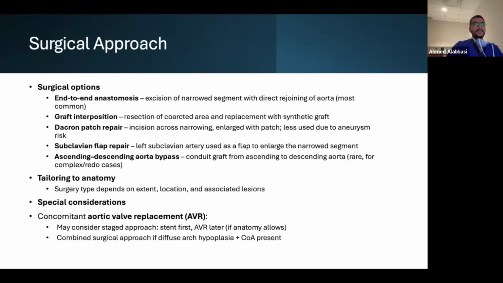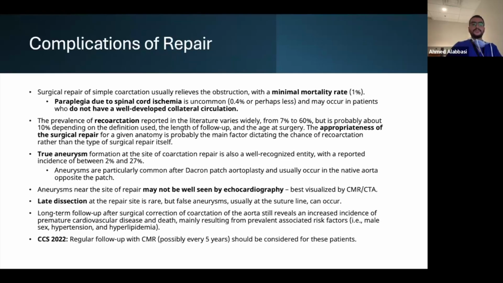I wanted to touch on some of the complications of repair.